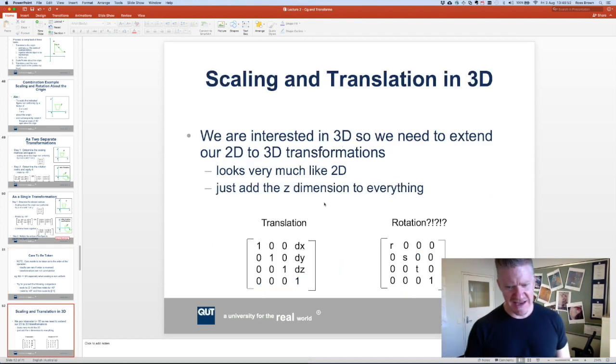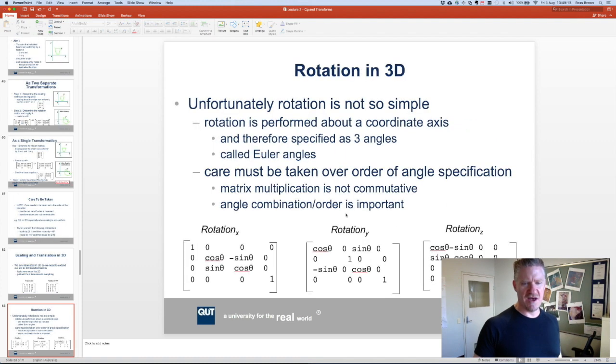So in 3D, we're interested in rotating in 3D, so we need to extend our 2D to 3D transforms. They look very much like 2D. You just add a Z dimension, so it ends up being a 4 by 4. For translation, dx, dy, dz. Rotation, well, what is that rotation about? So that's what we have to think about.